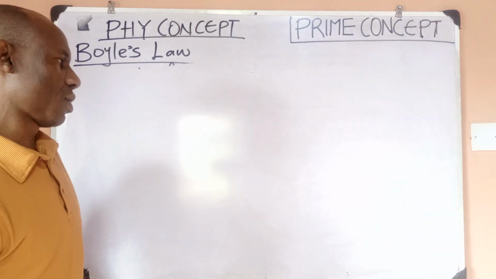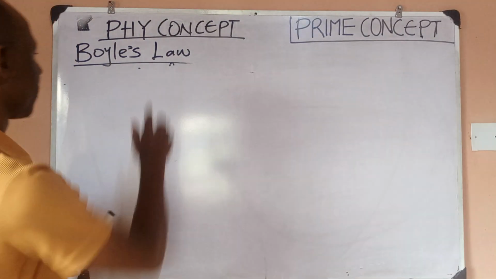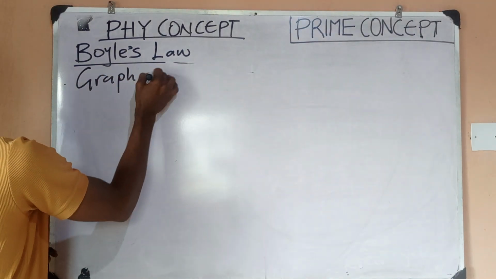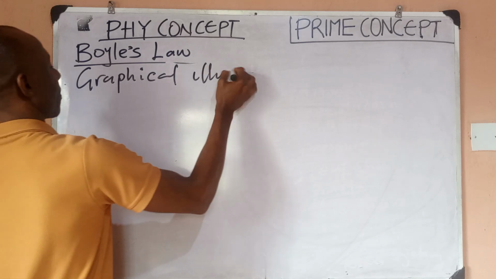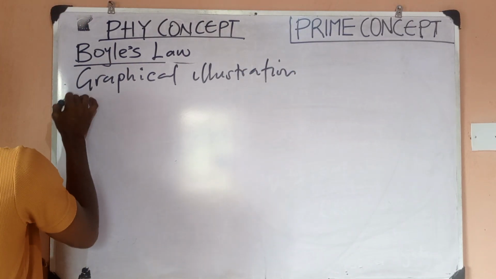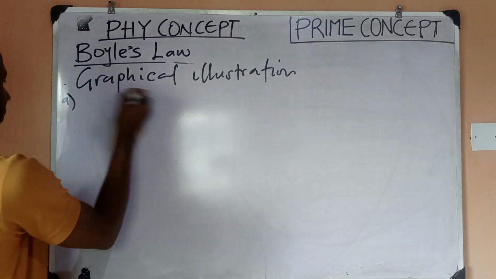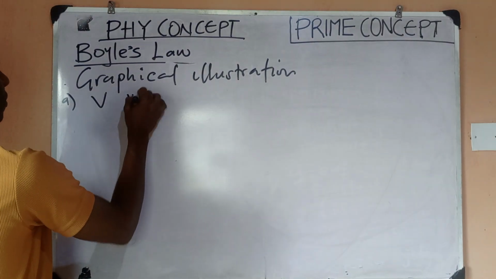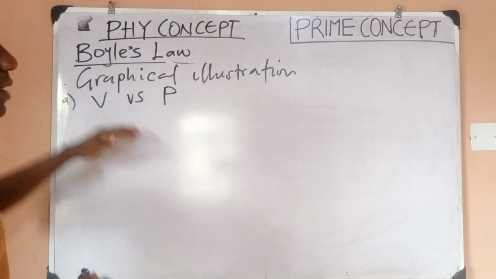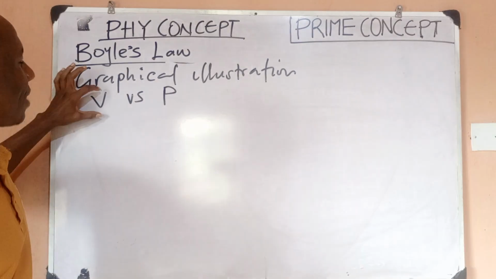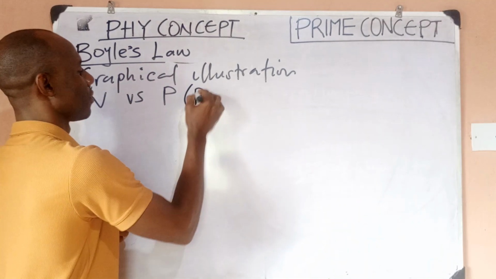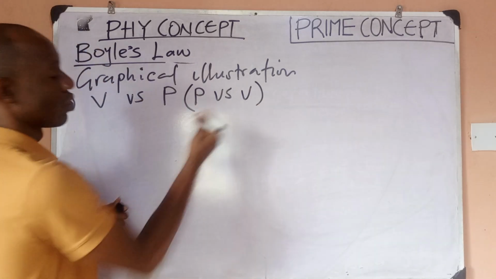So we can put down about 3 different graphs for Boyle's law. So, graphical illustration. Number one is a graph of V, the volume, against pressure. So we want to consider this as the first case. When you plot a graph of volume against pressure, of course, it's still going to be the same as a graph of pressure against volume. So both will still be the same.